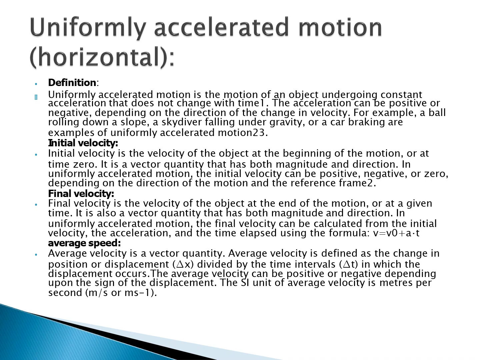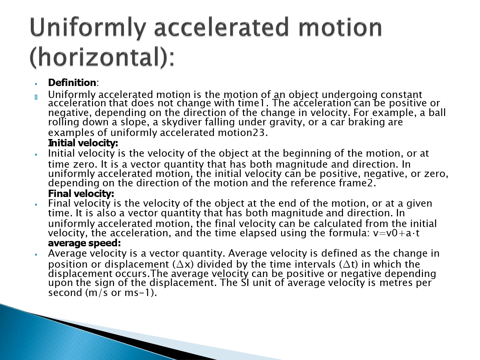Initial velocity. Initial velocity is the velocity of the object at the beginning of the motion, or at time zero. It is a vector quantity that has both magnitude and direction. In uniformly accelerated motion, the initial velocity can be positive, negative, or zero, depending on the direction of the motion and the reference frame.